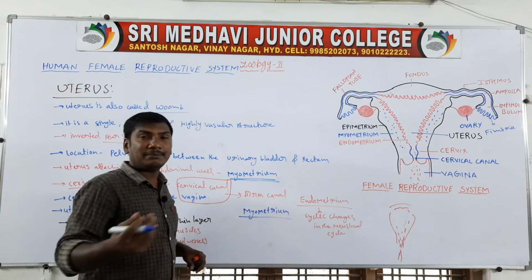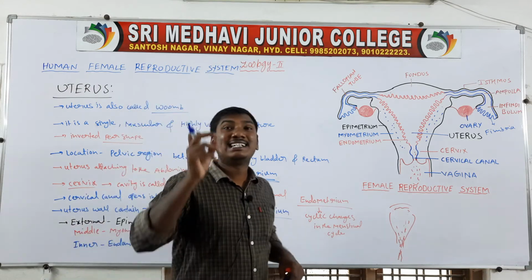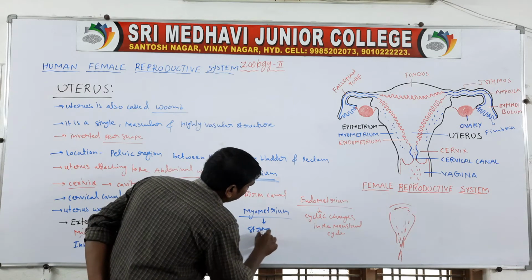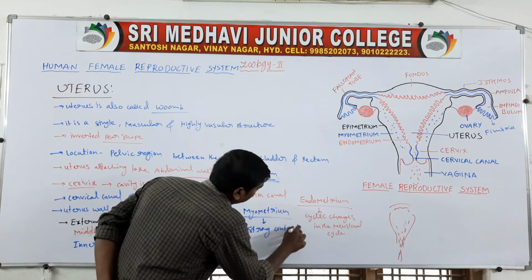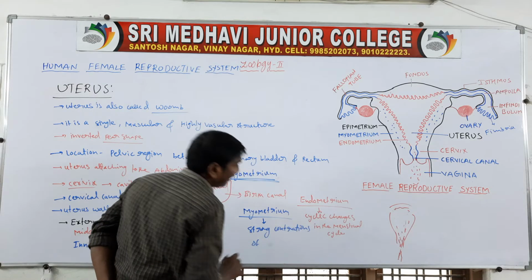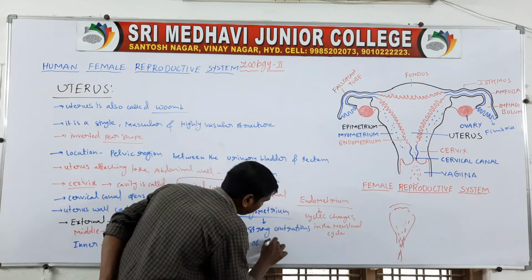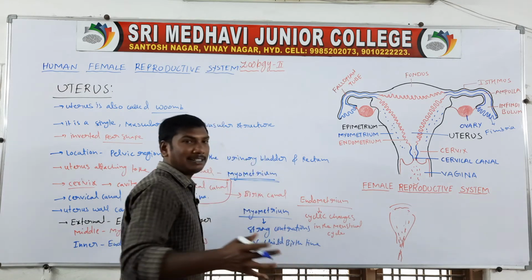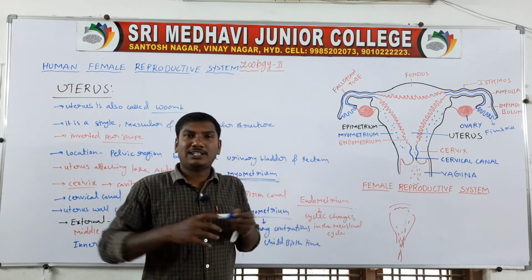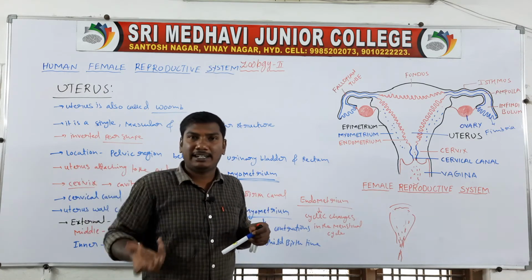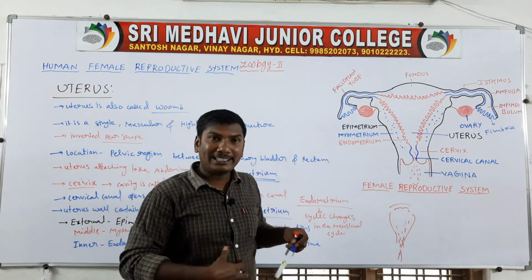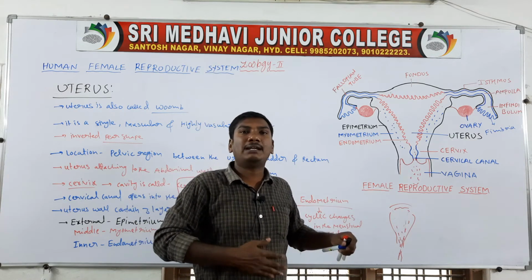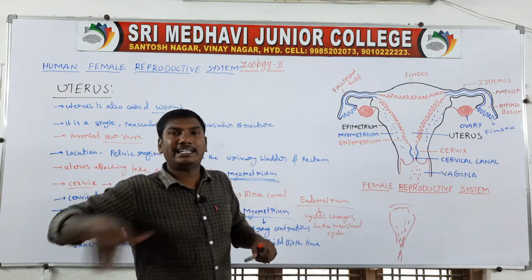So the myometrium contains muscles. They help with the strong contractions at childbirth time. Parturition means delivery time, for a pregnant lady. So the uterus, the myometrium, contains muscles, and the muscles make strong contractions, which are useful for the delivery of the baby.